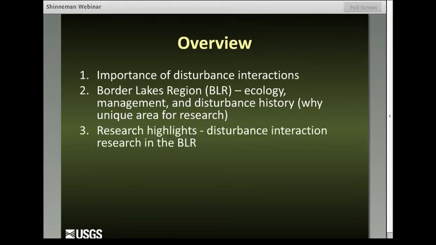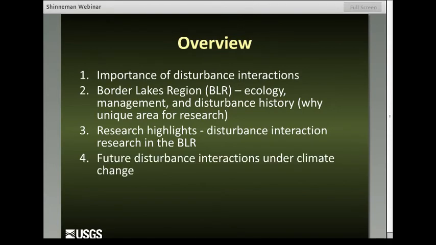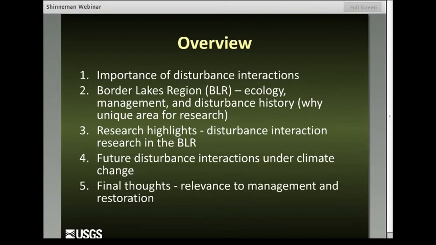Thirdly, I'll touch on some of the research I was engaged in specifically, and then sprinkle in some examples of other research as well. I'll very briefly highlight some issues regarding future disturbance interactions under climate change and areas for future research. And then a final slide on some thoughts about why this type of research is relevant to both management and restoration objectives.